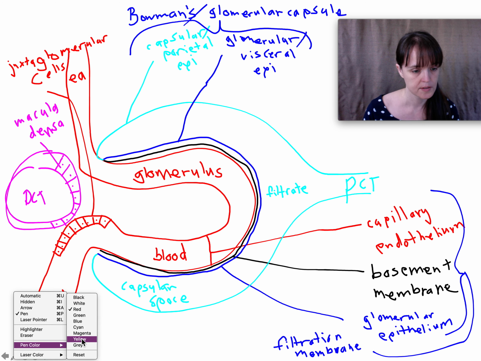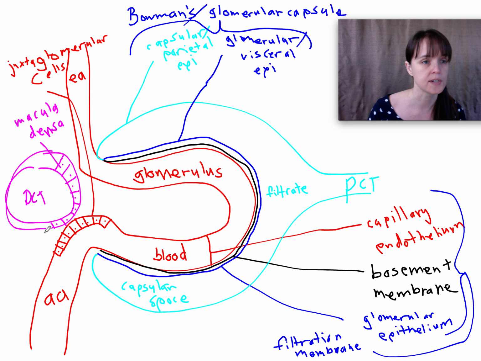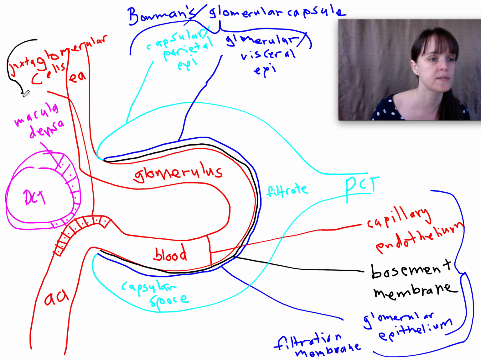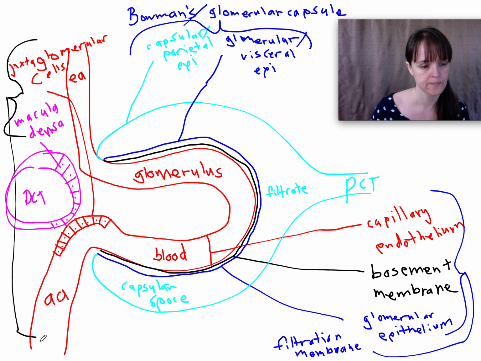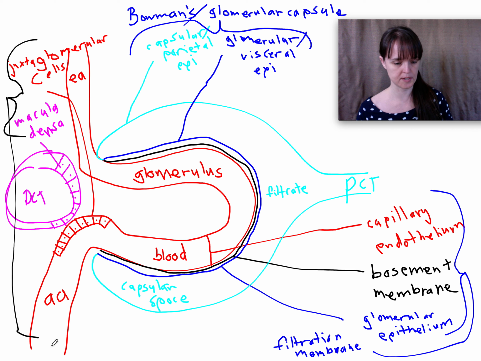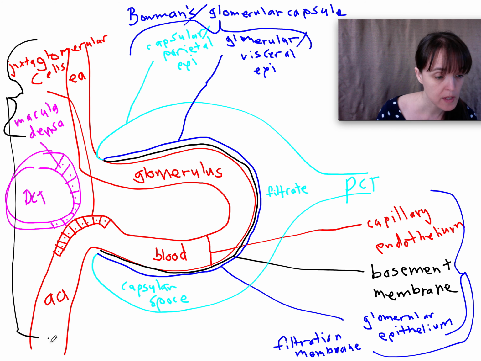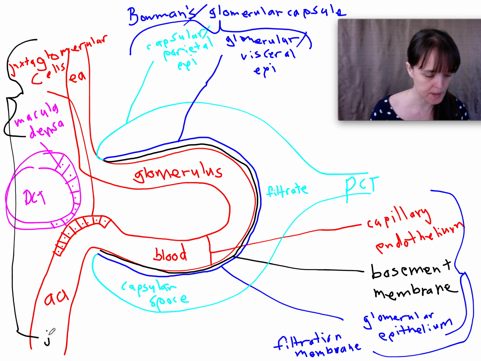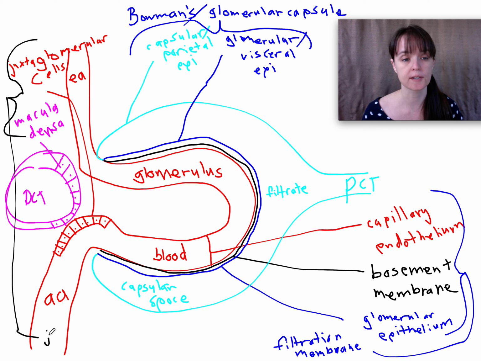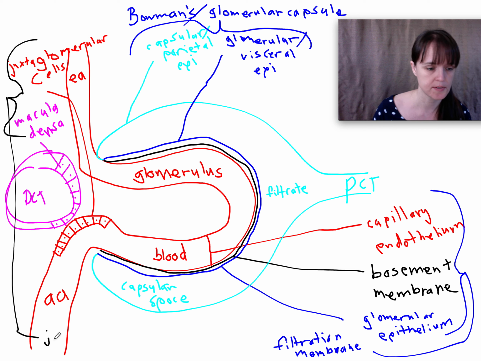And I think we're going to have to mark over things here. So the juxtaglomerular cells and the macula densa together make the juxtaglomerular apparatus, in addition to the extraglomerular mesangial cells, which I don't know where to draw. So juxtaglomerular complex, juxtaglomerular apparatus. Either way works.